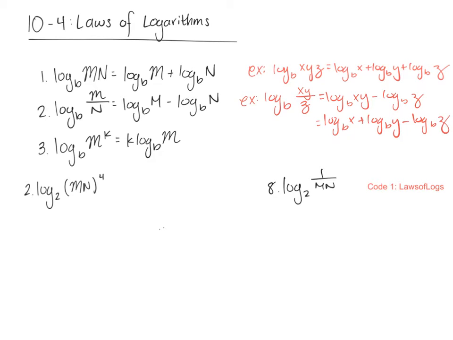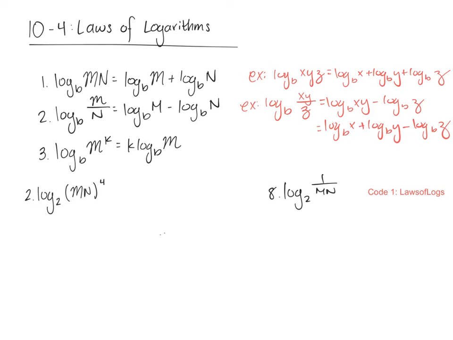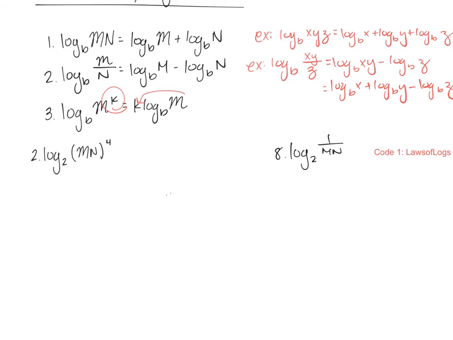And finally, the third one is that log base b of m to the k is equal to k times log base b of m. So essentially if you've got something to a power, as you do here, that power can then come down in front of the log and be multiplied to the log. Okay? So let's look at some examples.